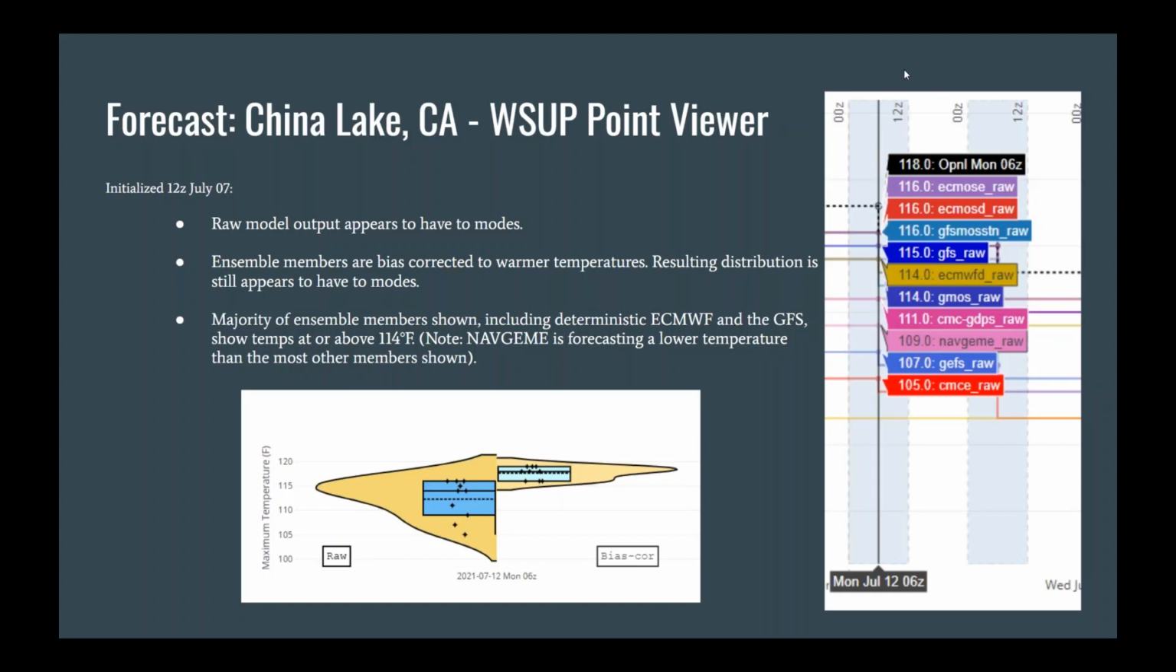And you can see that all of them once again are bias corrected to warmer temperatures. And you can see also the trending to warm temperatures. You can see that most of the models have gone up. Most of the temperatures that they're forecasting have gone up, as you can see on the right.